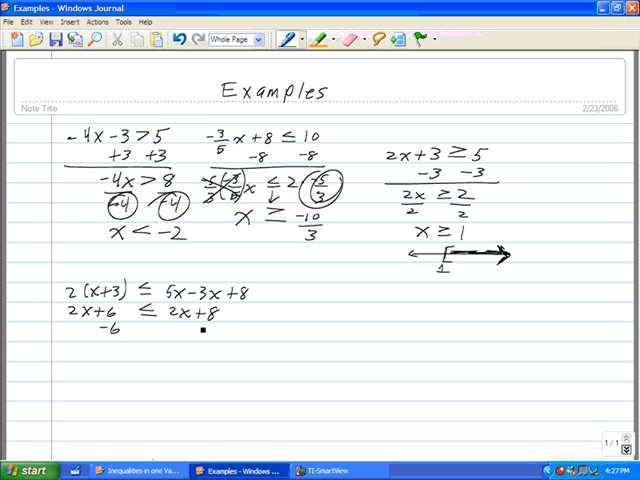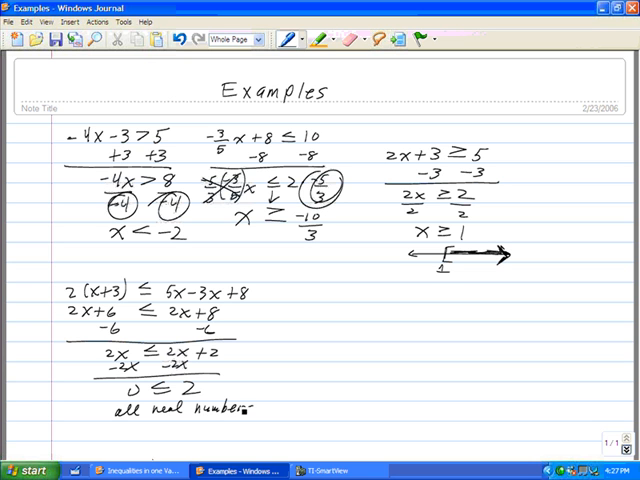When I subtract off the 6, of course at that point the sign does not change. I'll subtract off the 2x. The sign does not change because I did not multiply or divide by a negative. And what I'm left with right here is a true statement. The variable is gone. That's very important that you notice the variable is gone. The statement is true. That means your solution is all real numbers.